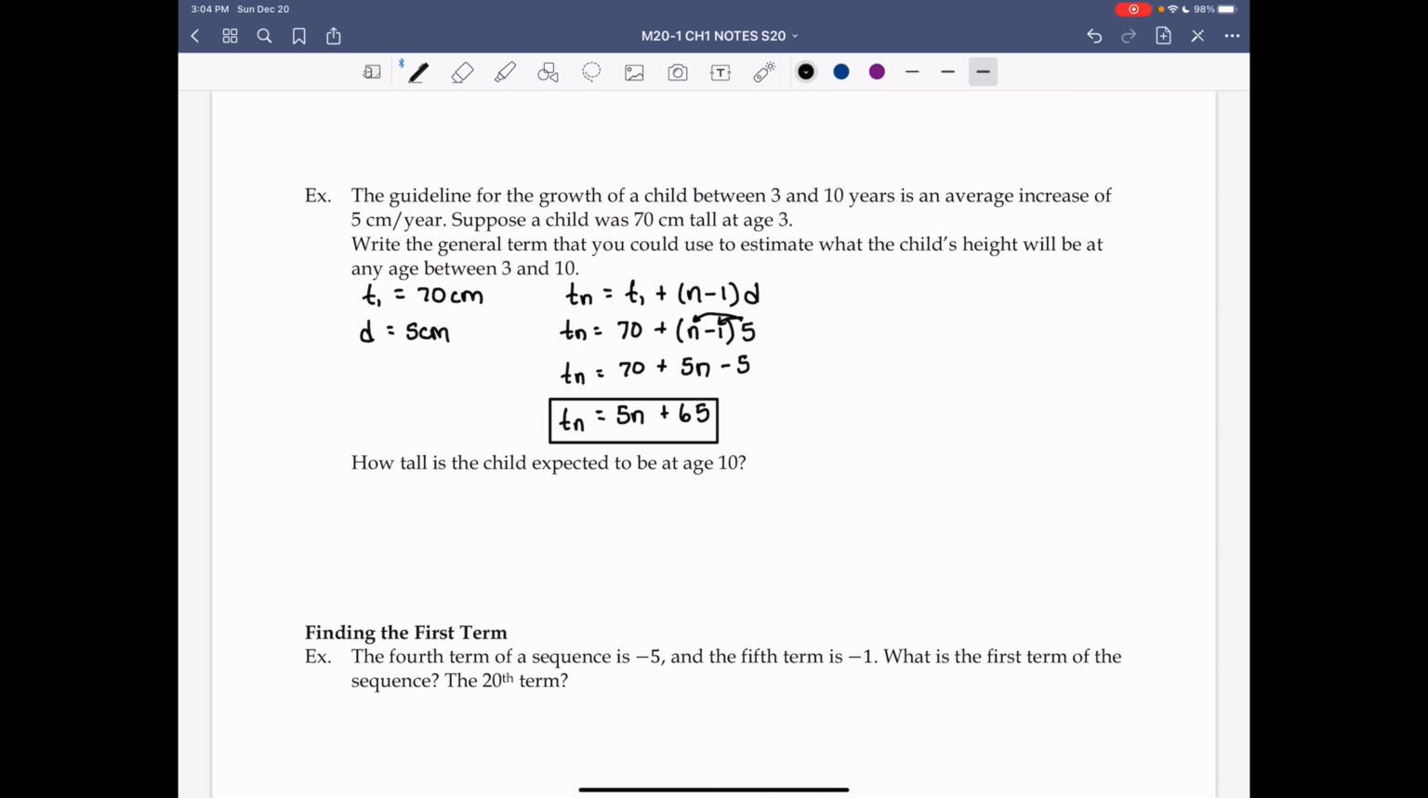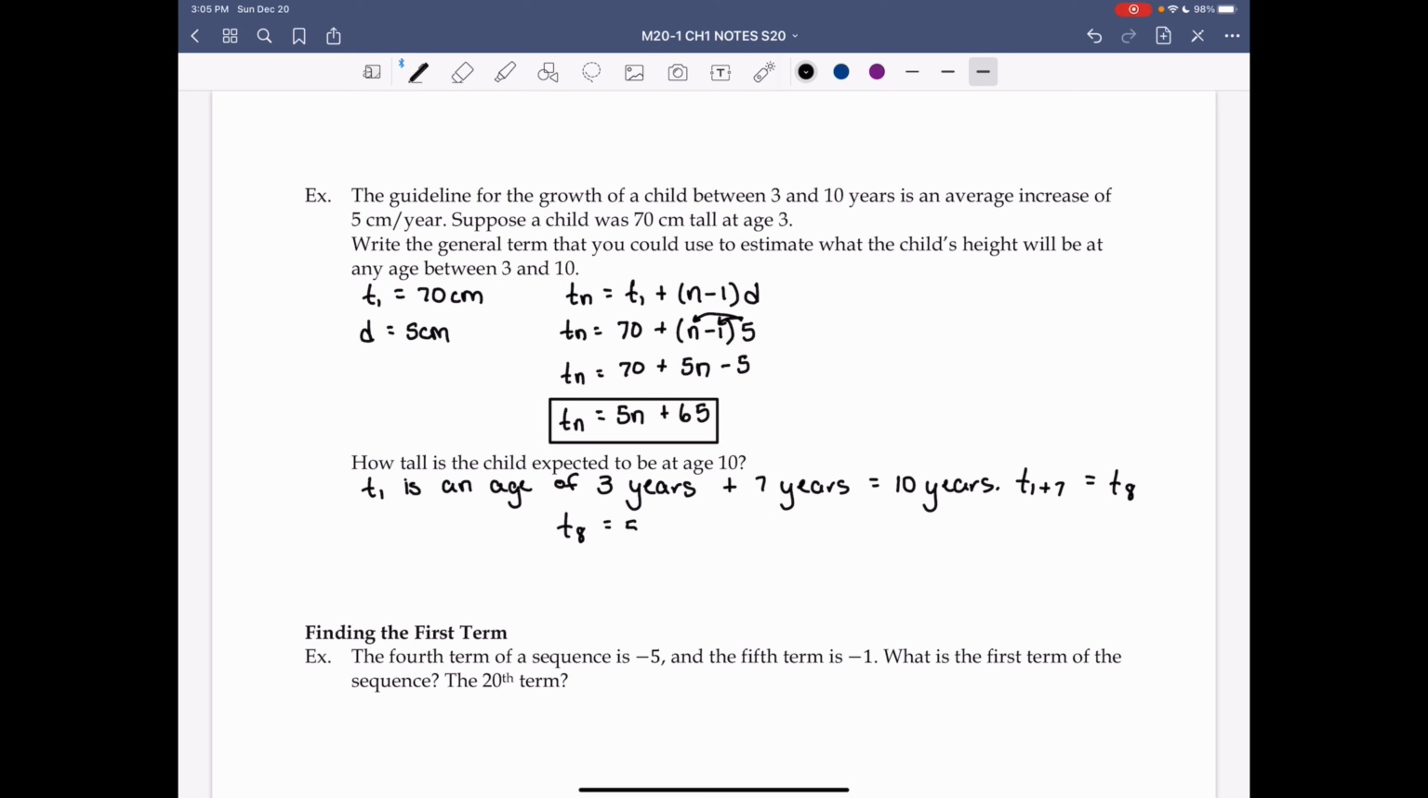Second part, how tall is the child expected to be at age 10? So T1 is an age of 3 years. We need to add 7 years to that to get to 10 years. Which would be at T1 plus 7, so T8. So we're finding the 8th term using our general formula.